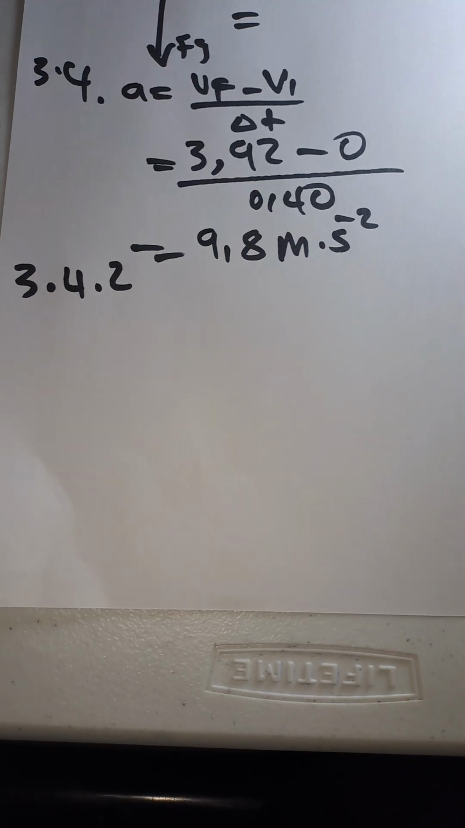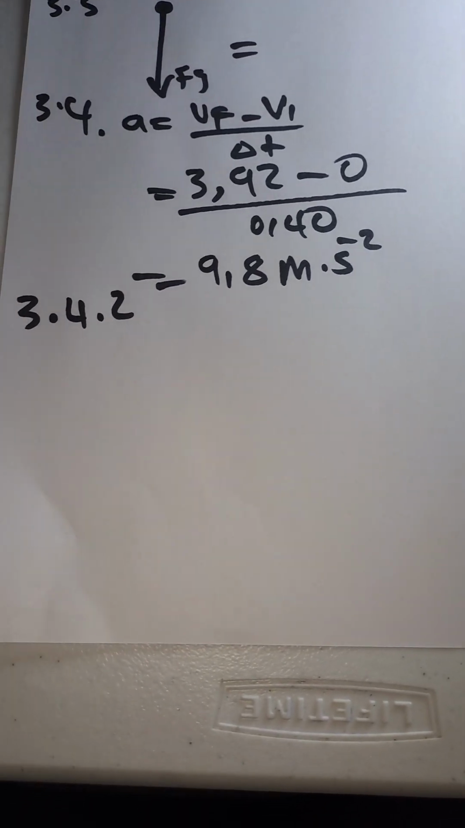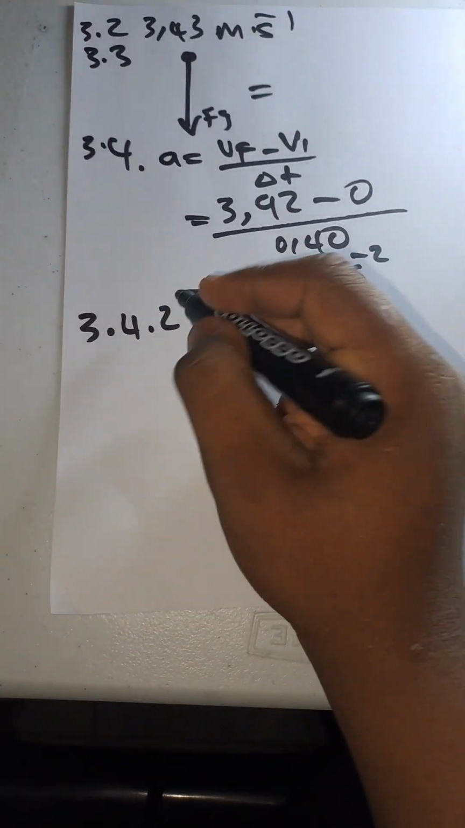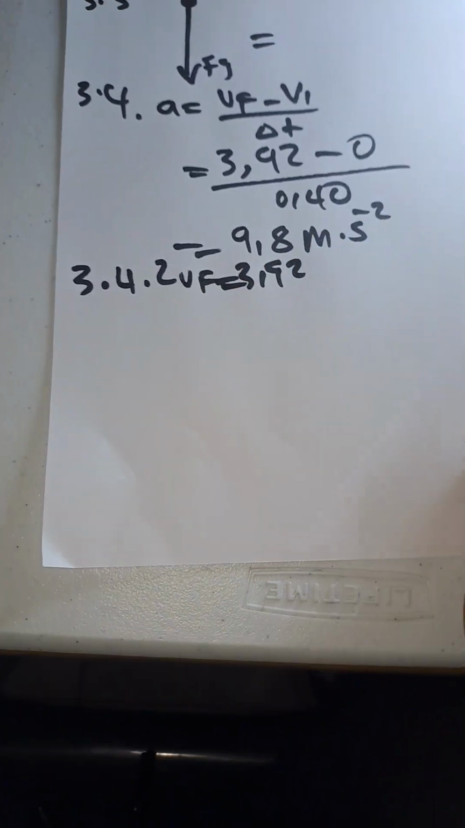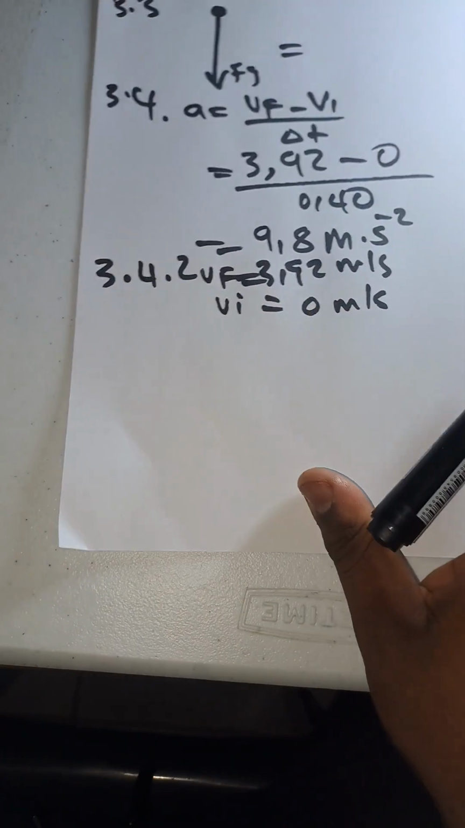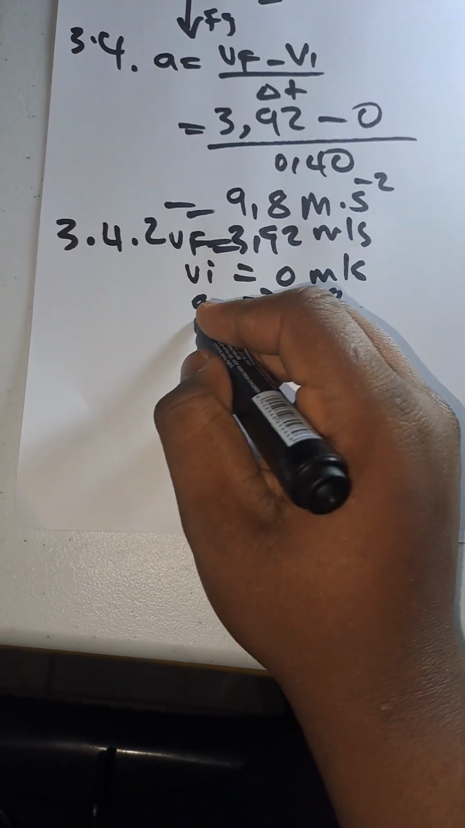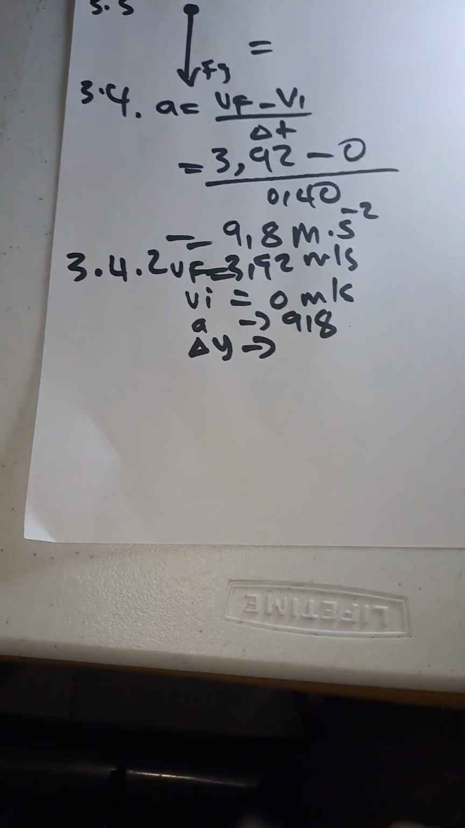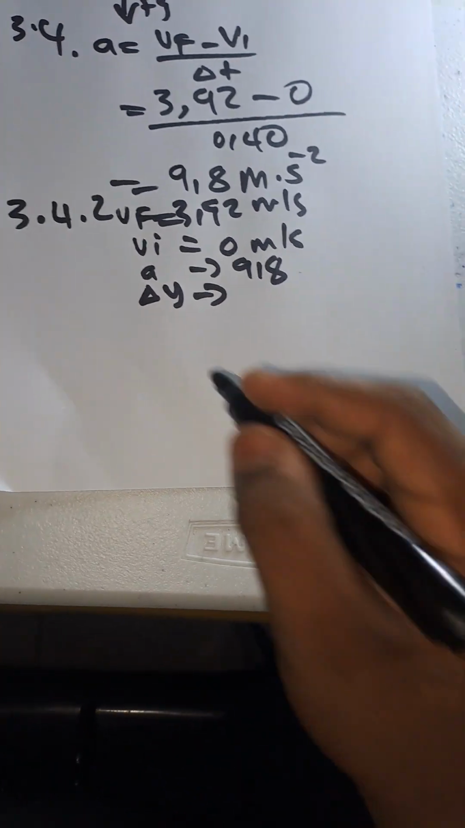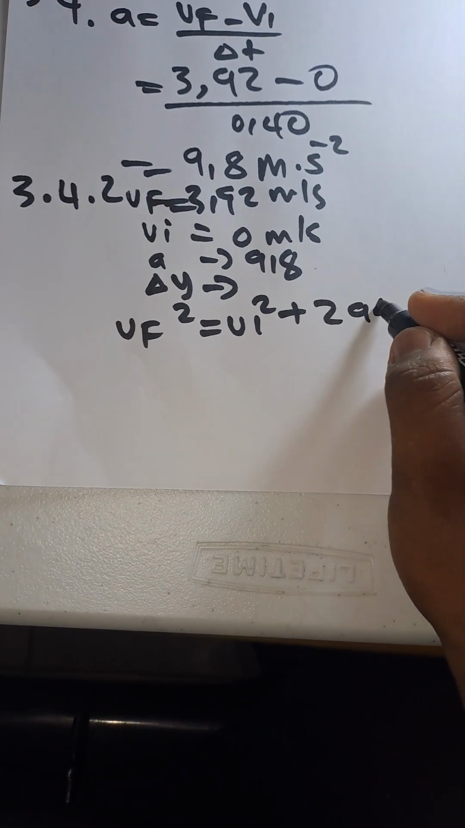You have two methods of calculating it. I'm going to use my equations of motion, right? So I'm going to show you something. I need to know the final velocity there, it is 3.92, as it was hitting the ground. And then the initial velocity is 0 meters per second. And then your acceleration, obviously, is 9.8. And then what is your delta y? It is the one that they want, right? So now I know which formula to use. I'm going to use this formula: Vf squared is equal to Vi squared plus 2a delta y.